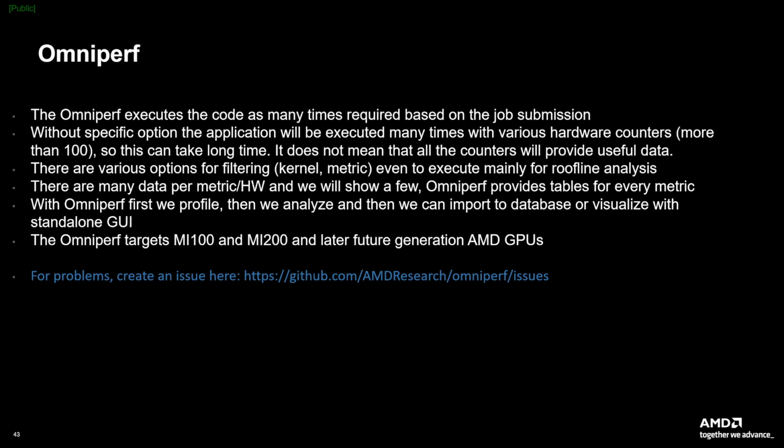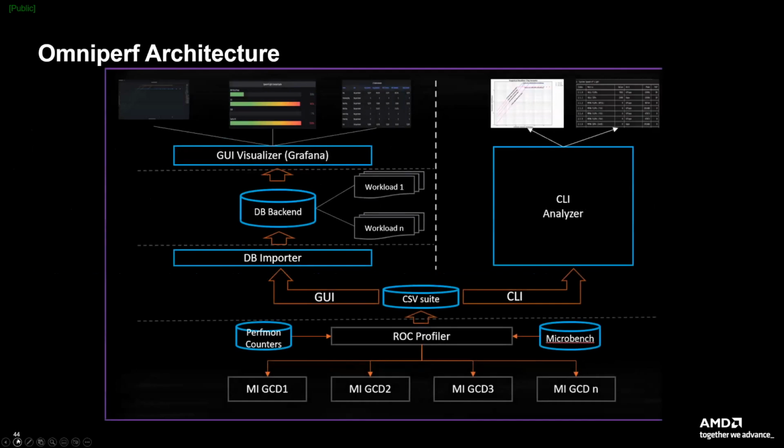OmniTools targets MI100 and MI200, and later future generations of AMD GPUs. If I'm right, the roofline is only for the MI200 series. For problems, create an issue on GitHub, and the developers are quite active. You have seen this again, so we go fast.